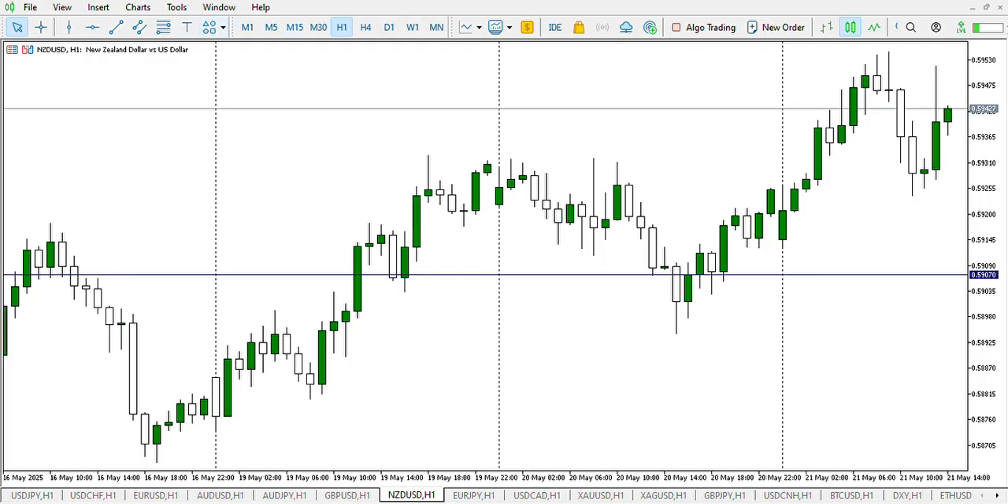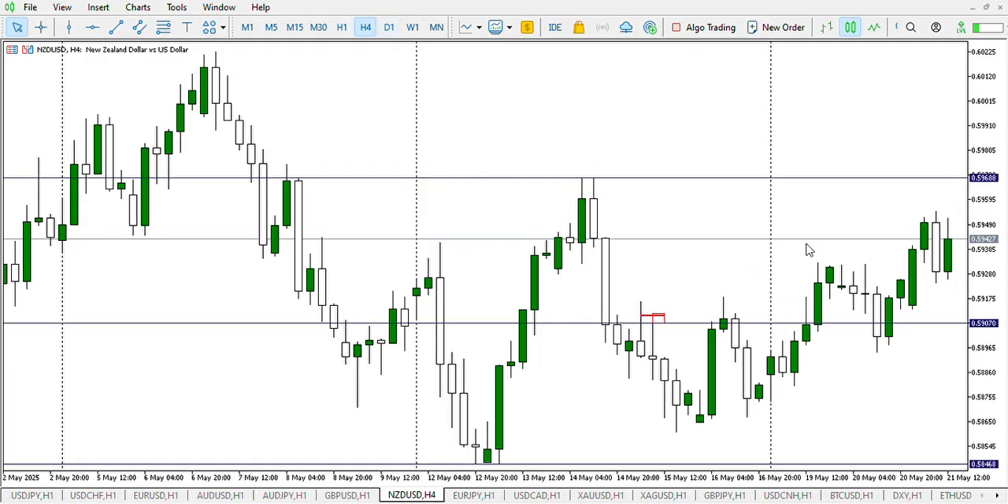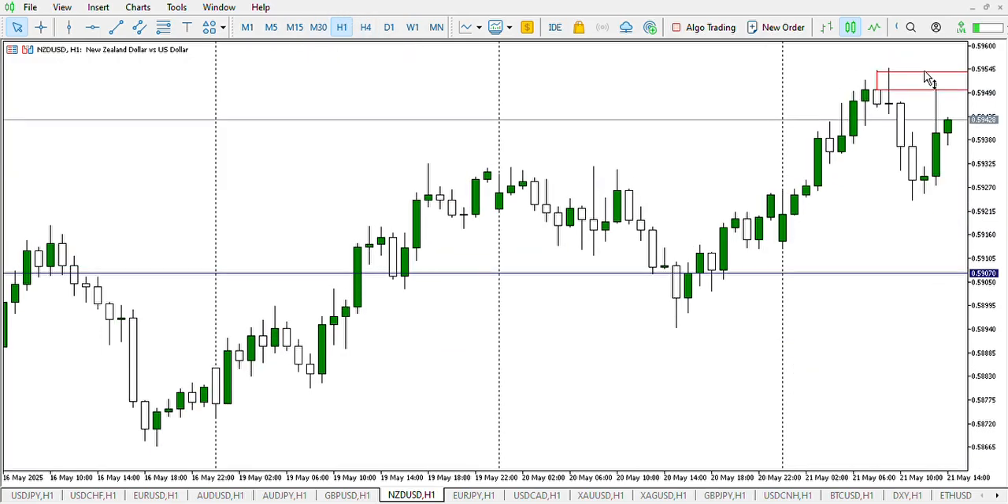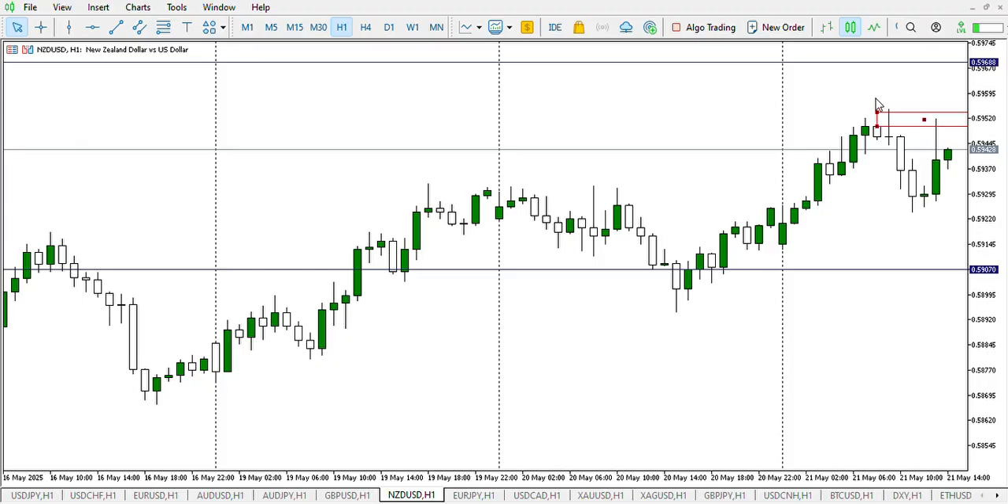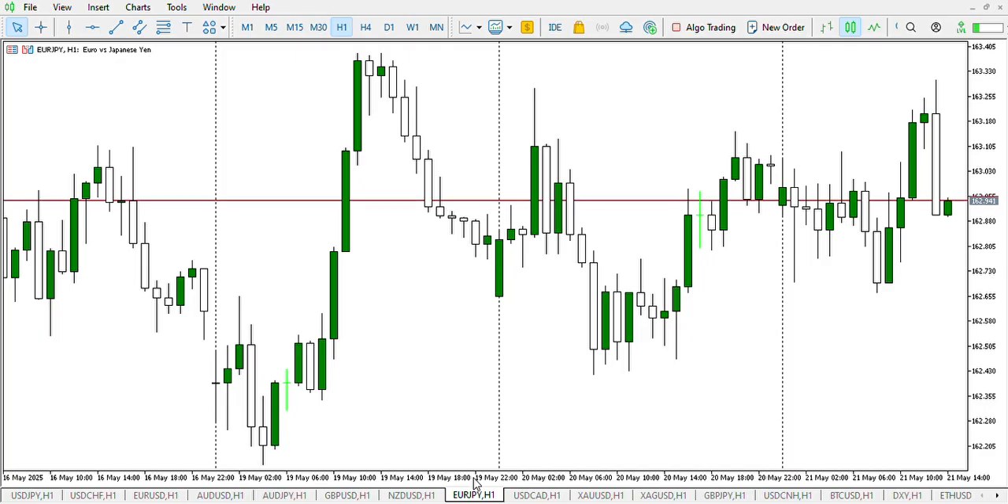NZD USD, however, something beautiful is playing out. As you can see, on the 4 hour, we have a critical resistance, and for that reason, on the 1 hour, we can go in for a sell, and you can see how price retested this zone and sold to this point. So, corroborating the fact that we have a strong resistance on the 4 hour, we can see how this plays out later in the day.